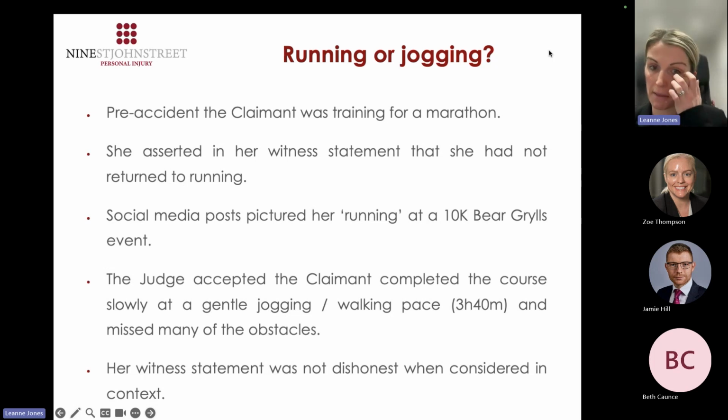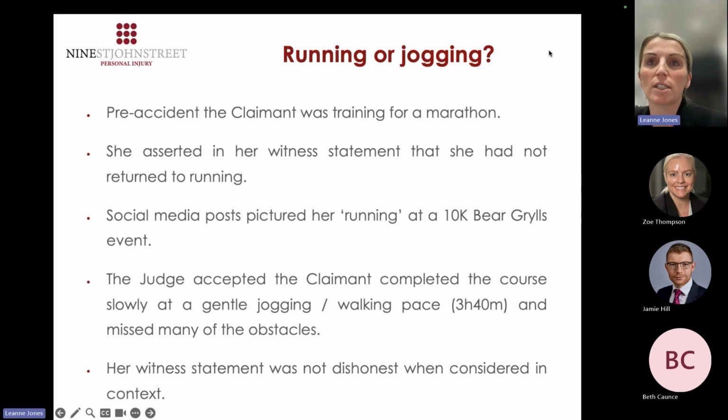The judge accepted that the claimant had completed the course slowly at a gentle jog or walking pace, 3 hours 40, and missed many of the obstacles that she ought to have done but for the injury. It was found her witness statement was not dishonest when considered in context. So the claimant had said she could jog. Her witness statement had said that she hadn't returned to running.